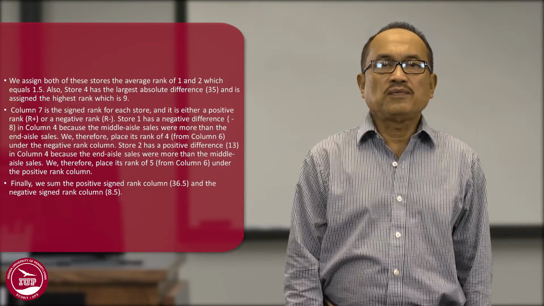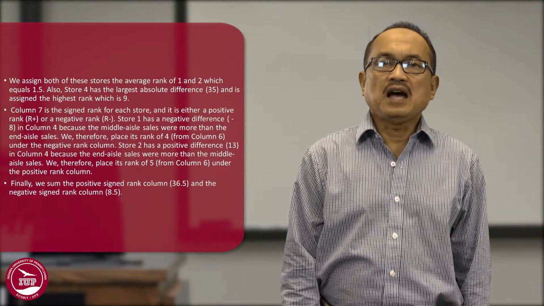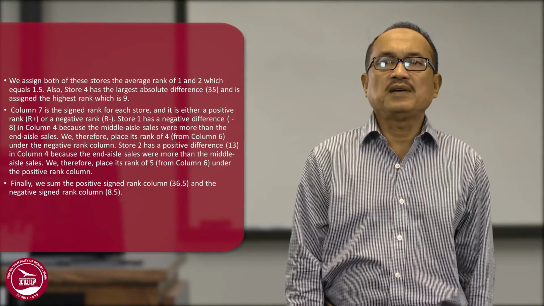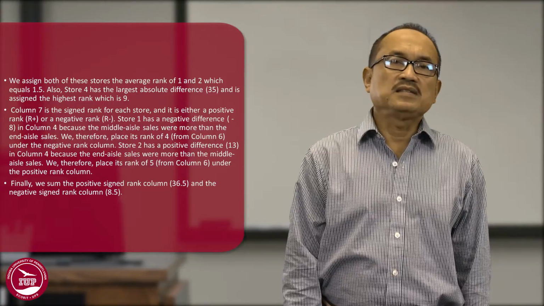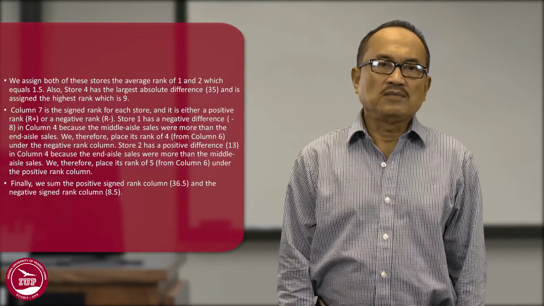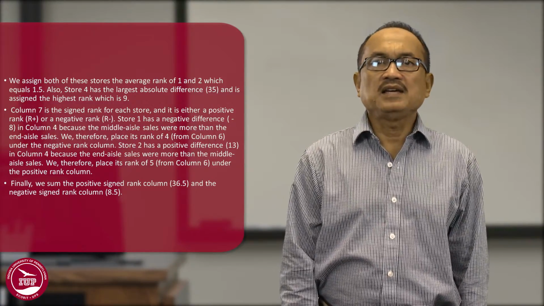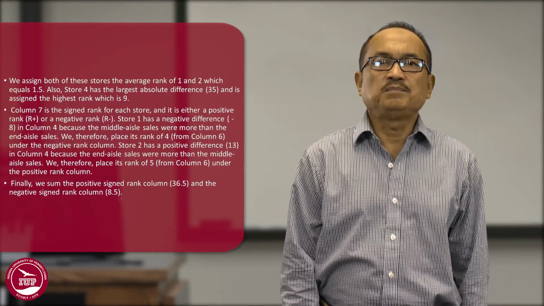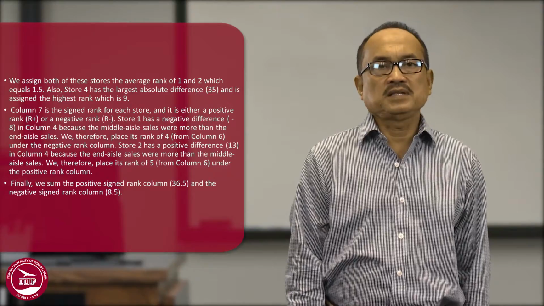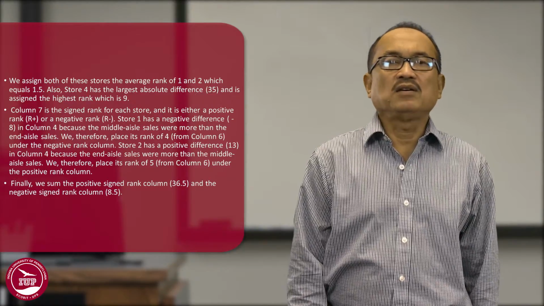Also, store 4 has the largest absolute difference, 35, and is assigned the highest rank, which is 9. Column 7 is the sign rank for each store, and it is either a positive rank, R+, or a negative rank, R-.